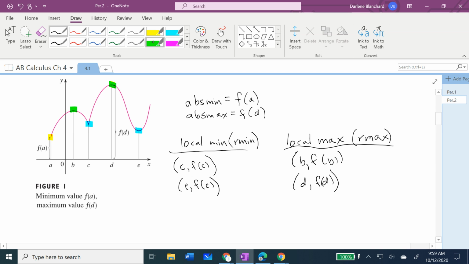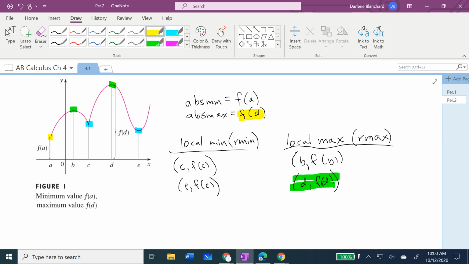And I want to make sure to point out to you that this point, what color did I use for the other one? I used yellow. And f of d is both an absolute maximum and a local maximum. But when you write them, one is written as a point, the other is written as just the y value. Does it make sense why they would make the local ones be actual xy coordinates?